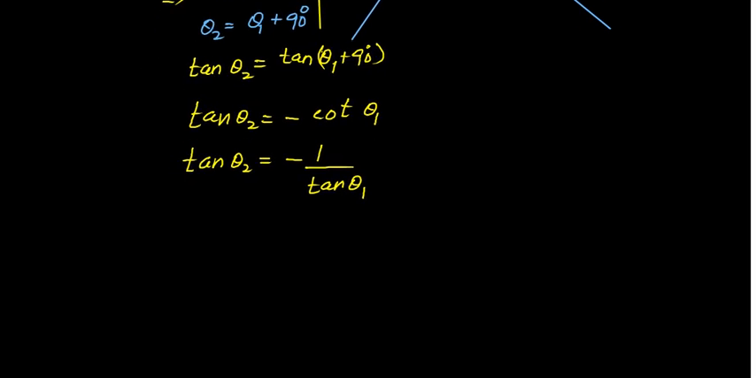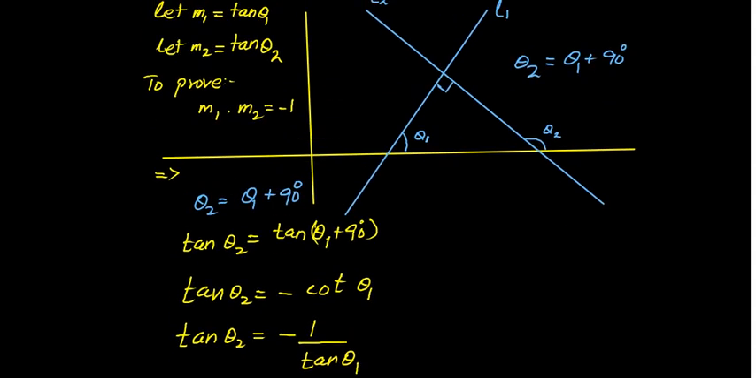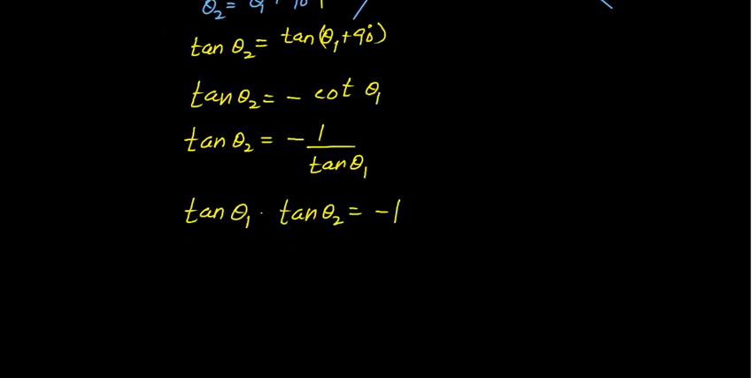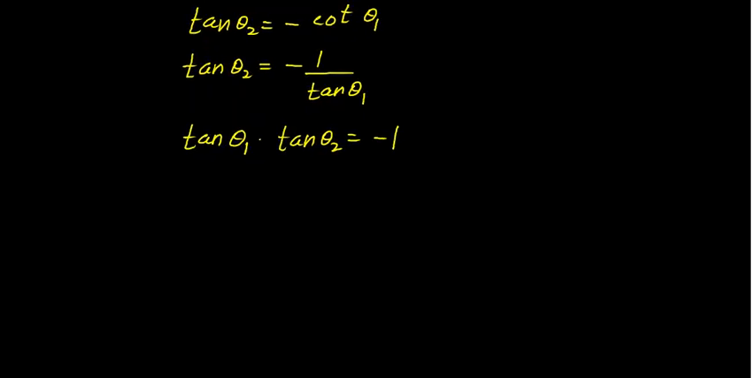So it can further be written as tan theta 1 dot tan theta 2 is equal to -1. So now initially we have supposed that m1 is equal to tan theta 1 and m2 is equal to tan theta 2, as they both are gradients. So we can write here tan theta 1 is equal to m1 and tan theta 2 is equal to m2. So that must be equal to -1.